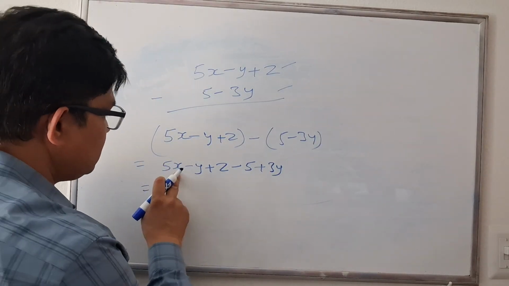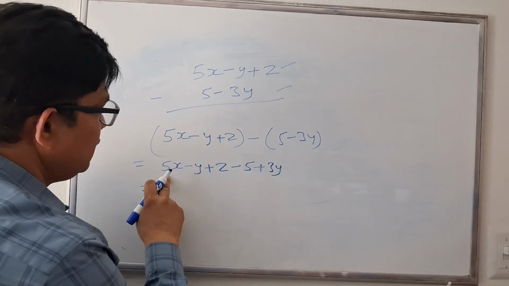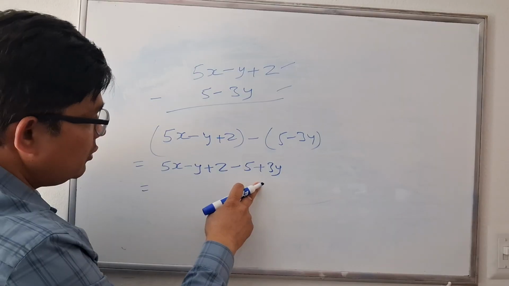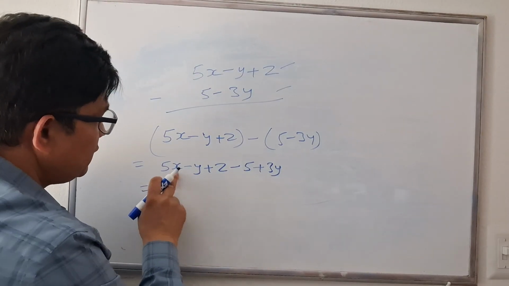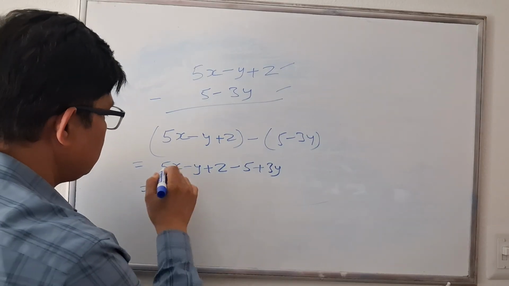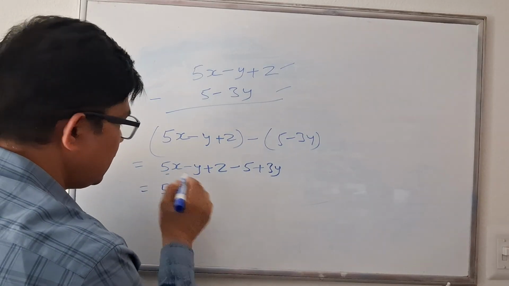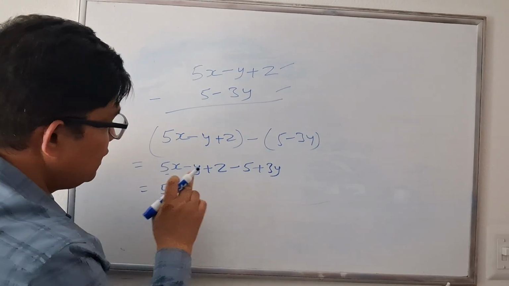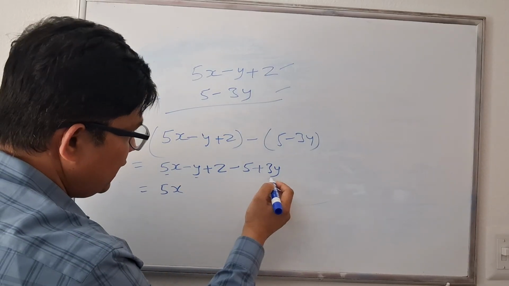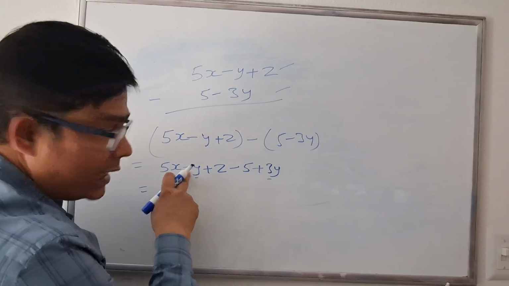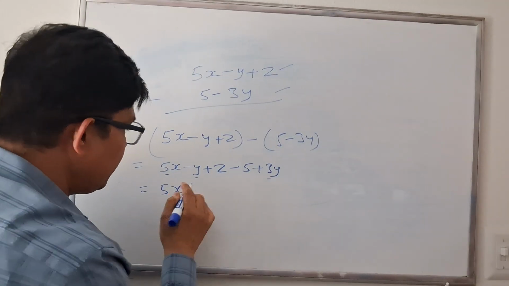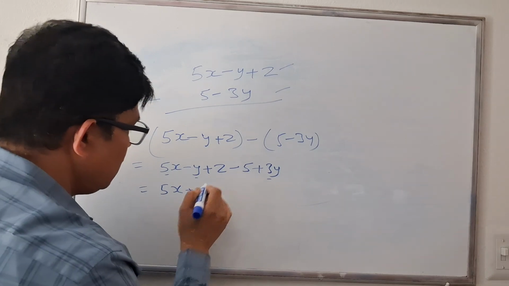So now look for the terms with x. There is no second term with x. Look at the board, okay? So there is no other term with x. So this will remain 5x. You can just underline that. I'm done with 5x. Now next is minus y. Do we have any y? Yeah, we have. So this is minus 1y, this is plus 3y. So 3 minus 1 will be 2y. We are done with these two.